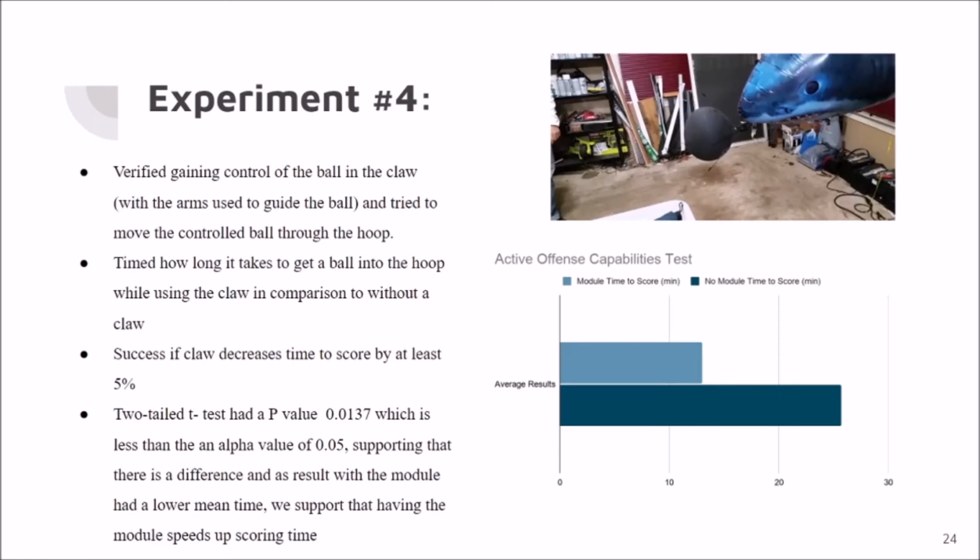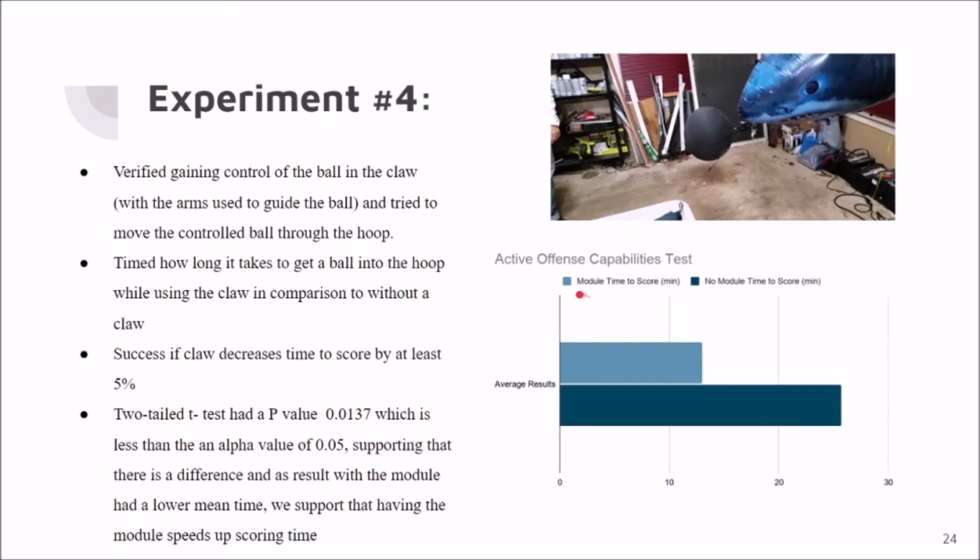Experiment 4, active offensive capability test. In this experiment, the active offensive capability was timed for how long it takes to grab the ball, guide it to the hoop, and score. As you can see in the picture here, this is what it looks like. This would be deemed acceptable if it was at least 5% faster than the non-active offensive capability.